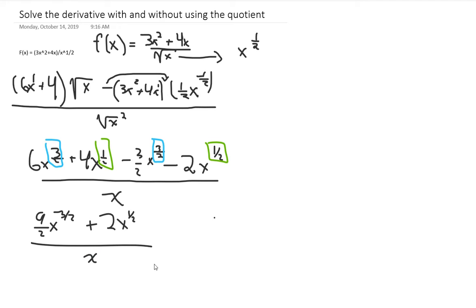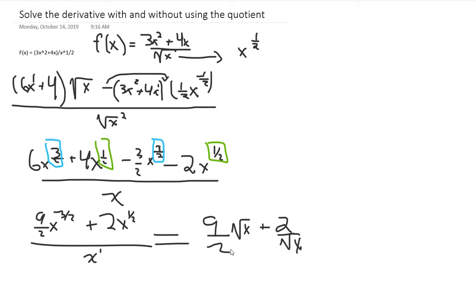Okay. And so what's 9/2 x to the 3/2 divided by x? Well, when you divide, you subtract the exponent. So we can think of this as an x to the 1. So 3/2 minus 1, that's just going to be 1/2. So now we have 9/2 square root of x plus 2x to the 1/2. 1/2 minus 1 is negative 1/2, plus 2. You can just write it like that.